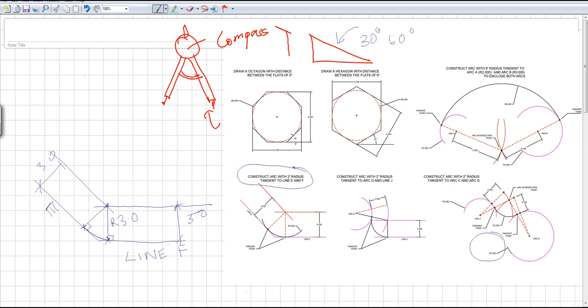Okay, now you could just go and highlight it. So this is what I got, right? Now everything else that we have is more of a reference line, but this is what we needed: the center of a radius of 3.0 tangent to line E and tangent to line F, right? So I hope you understood this video. Now let's go to the next one.